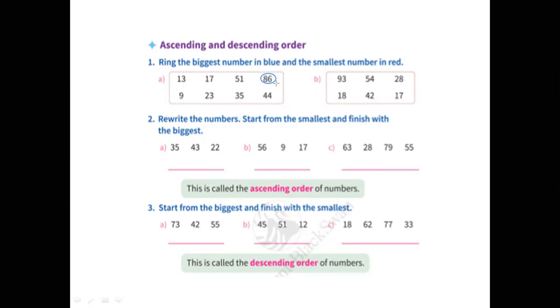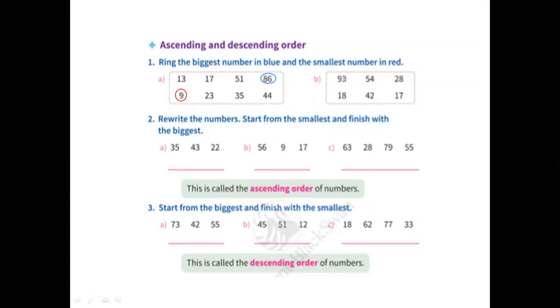Okay. Then, the smallest in red color. Which is smallest here? 13, 17, 51, 86, 9, 23, 35, 44. See here, 9 is only one digit. So this is smallest. Okay.